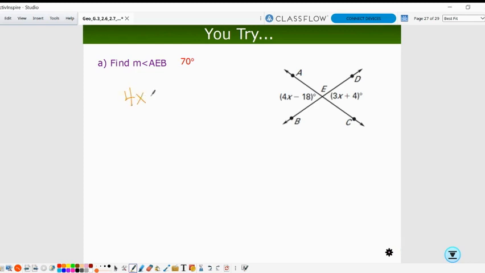Set your two vertical angles equal to each other and solve. And take your value of x and then substitute it in.